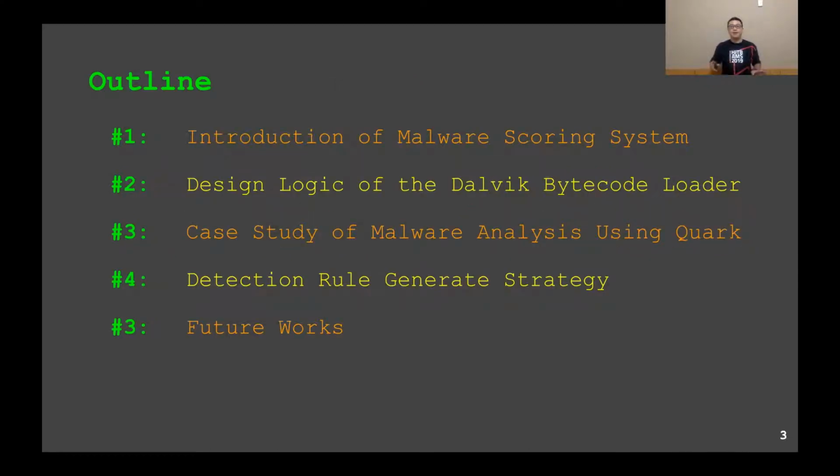So this is the outline. Number one, we will introduce our malware scoring system. Number two, we will show you how we designed the Dalvik bytecode loader. Number three, we will go through two cases of real malware analysis using Quark Engine. Number four, we will share our strategy of generating the detection rules. And the last thing, yes, the future works, because we still have a lot of things to do.